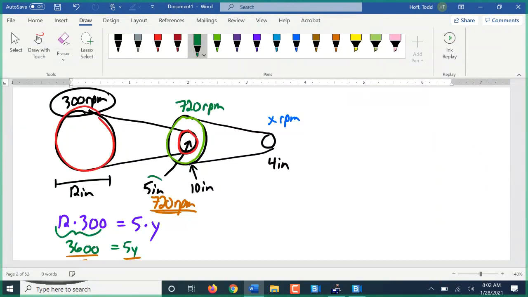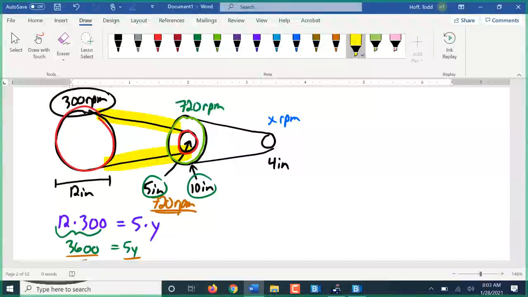Well, the 5-inch pulley and the 10-inch pulley are on the same shaft. They're connected. Whatever one of them is turning for RPMs, the other one is turning for RPMs. The change in RPM happens when they're connected with a belt. These two are connected with a belt.